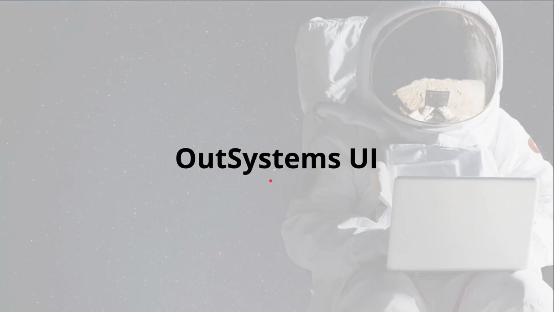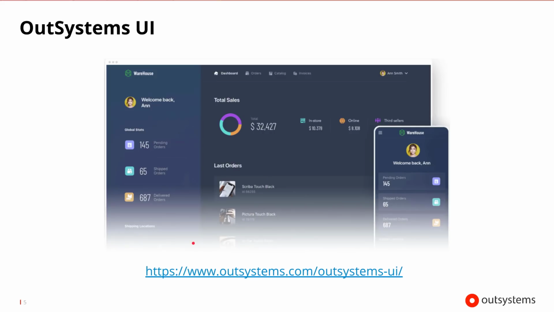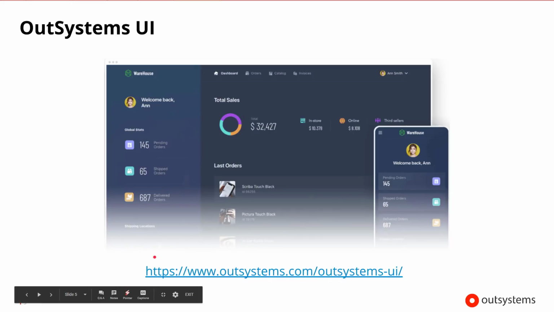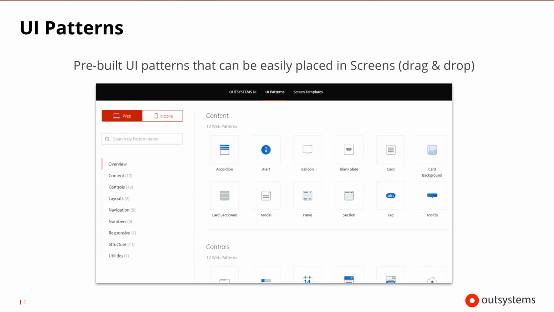Now if we start with OutSystems UI, OutSystems UI is that UI pattern framework that allows us to create nicer looking user interfaces quickly and easily. To learn more about OutSystems UI, if you go to www.outsystems.com/outsystems-UI, you'll be able to see examples and more information about the whole OutSystems UI framework. The OutSystems UI framework is this pre-built set of UI patterns that can be easily placed inside of screens. We'll basically do that by using the normal drag and drop. The pre-built UI patterns will be available inside of the toolbar, and then we'll be able to drag those and drop them where we need them.